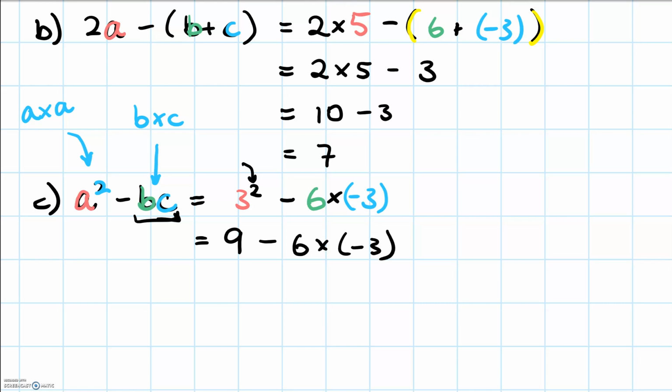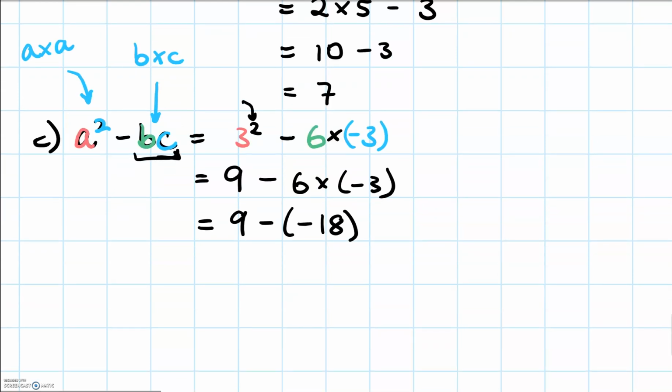Now, if you remember when we did multiplication of negative numbers and positive numbers, positive and negative gives me a negative. So here, this is just going to become 9 minus negative. What's 6 times 3? 18. Now, when we did our addition and subtraction of negative numbers, we've got 9 minus negative 18. When you subtract a negative number, that's the same as adding the positive version. So here I'm going to have 9 plus 18. 9 plus 18 is going to give me 27.